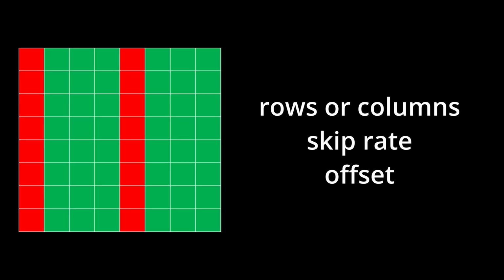ApproxTuner offers 2 knobs to choose if you want to skip rows or columns. Then it has 3 skip rates: 50%, so 1 in 2, 33%, 1 in 3, or 25%. And with each skip rate, you have a specific option for an offset. So with a 50% skip rate, you can start in the first column or row or in the second. And for a 25% one, you skip 1 in 4, so you can start in the first, second, third, or fourth row. So overall, you have 18 knobs here, and this was only one approximation.